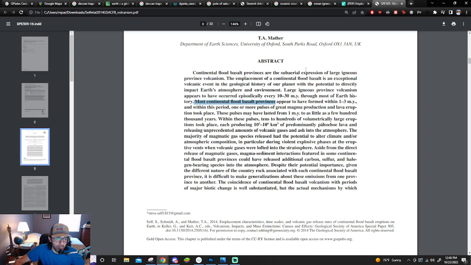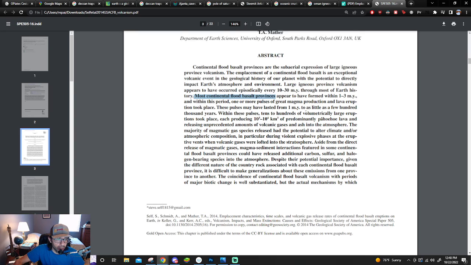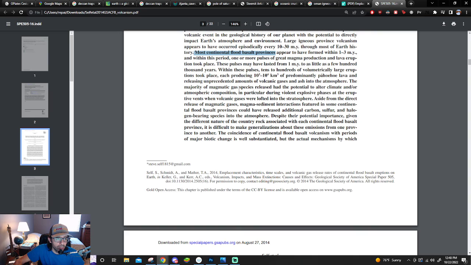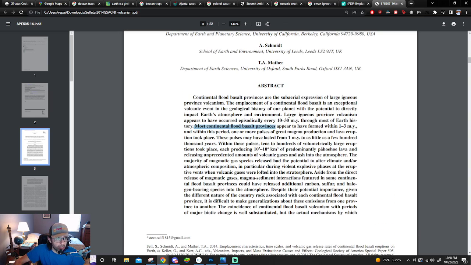Most continental flood basalt provinces appear one or more pulses of great magma production and lava eruption took place. Let's just keep reading a little bit. Within these pulses, tens to hundreds of volumetrically large eruptions took place, each producing 10 to the third, 10 to the fourth cubed kilometers of predominantly Pahoehoe lava.